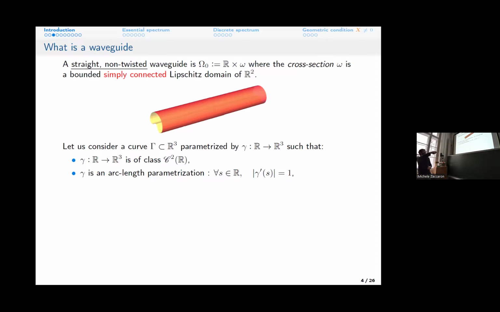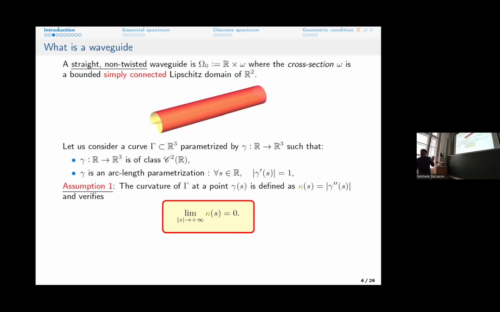So we take a curve gamma parameterized by length, of class C2. Okay, there is some regularity, and the curvature goes to 0 at each end, at infinity. And then what we want to do is to attach our cross section along the curve.